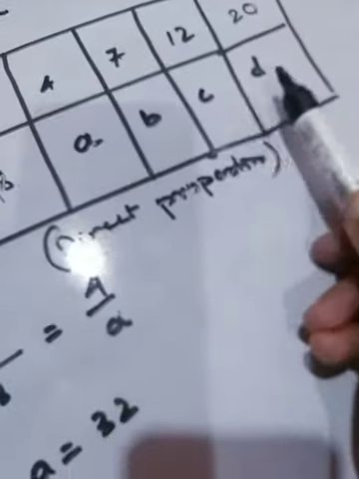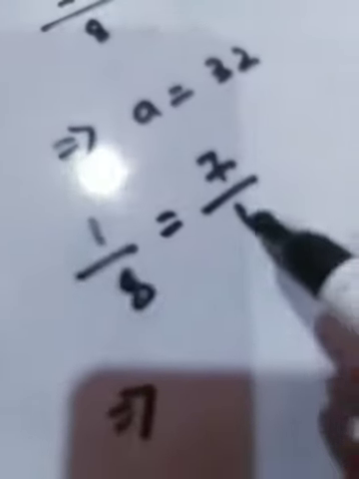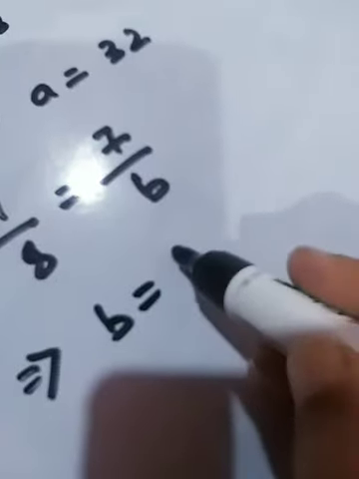When it is a direct proportion, we can say that 1 by 8 is equal to 7 by B. We'll do the same thing for the other values, C and D. Again we go for cross multiplication: B into 1 is B and 8 sevens are 56. So the value of B is 56.